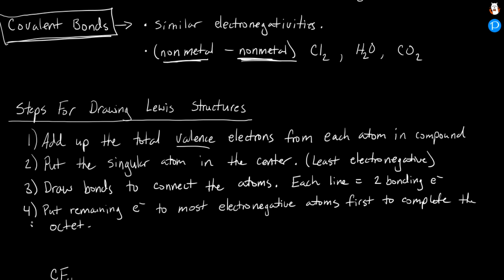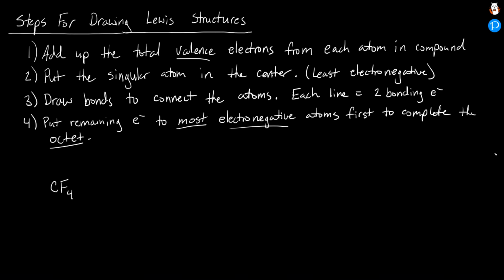And then the last part, you're just going to put whatever electrons are left over on the most electronegative atoms first to complete the octet on each atom. So let's take a look at a few examples. Let's do this CF4 molecule.